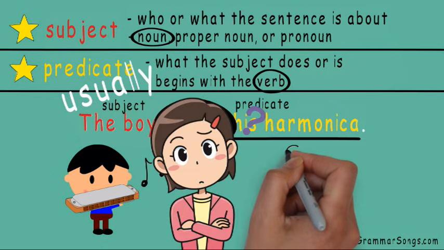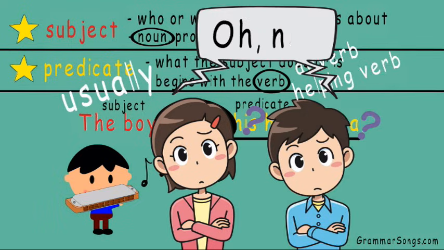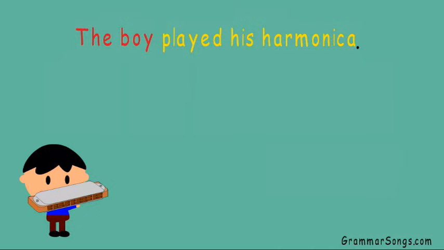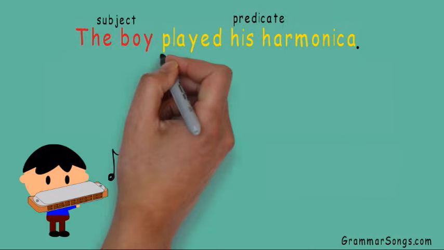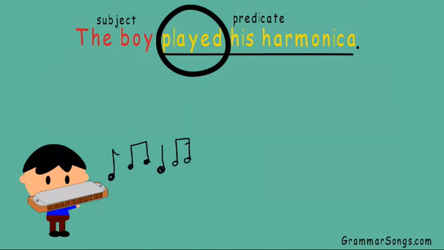Huh? What? Well, sometimes the predicate can begin with an adverb or a helping verb that goes along with the main verb. Oh no! Don't worry, it's easy. Let me show you. If we revisit the sentence, "The boy played his harmonica," the boy is the subject, and played his harmonica is the predicate. The predicate begins with the action verb played.